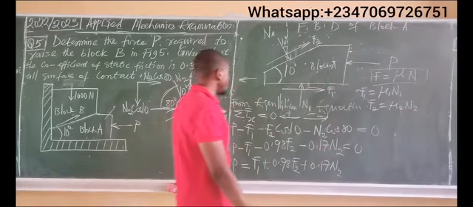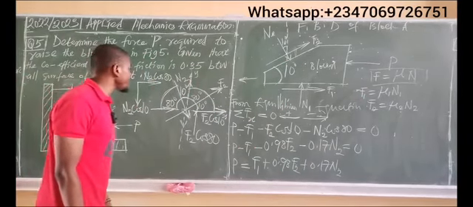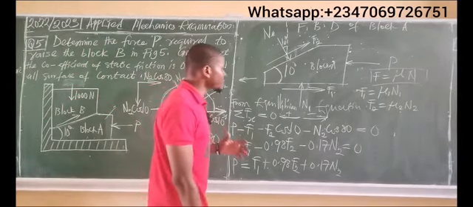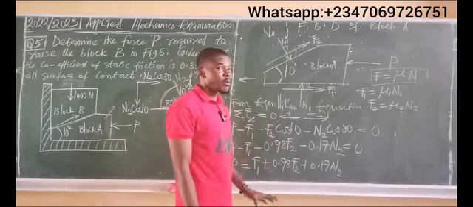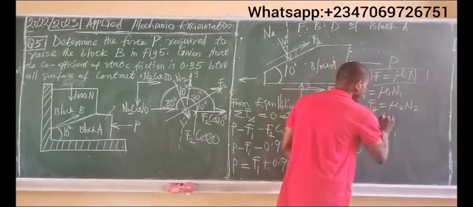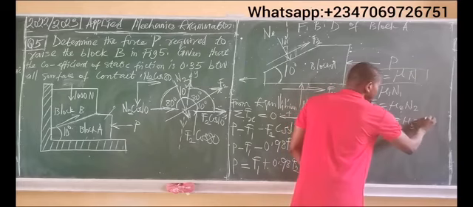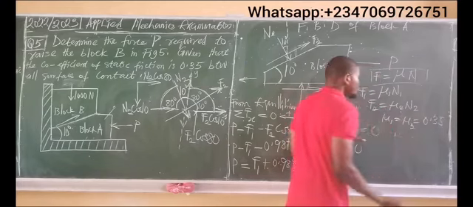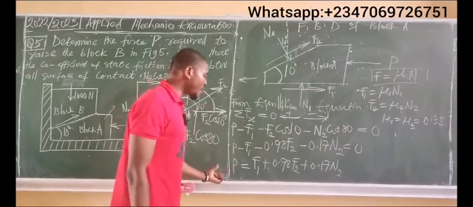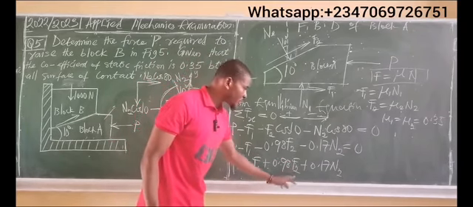But let's pause and look through the question. The question says, given that the coefficient of static friction is 0.35 between all surfaces of contact, so which means the coefficient of static friction at all surfaces of contact is the same. It doesn't change. So this simply means that mu1 is equal to mu2 and is also equal to 0.35. So we can now substitute that into this equation in place of F1 and in place of F2.